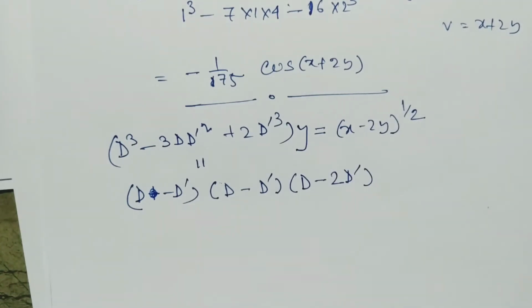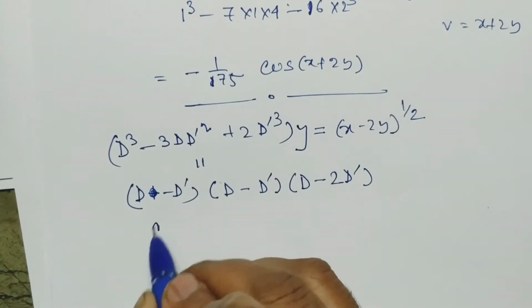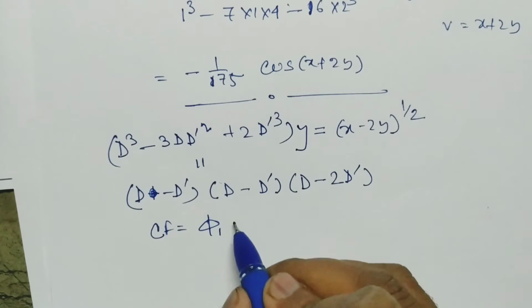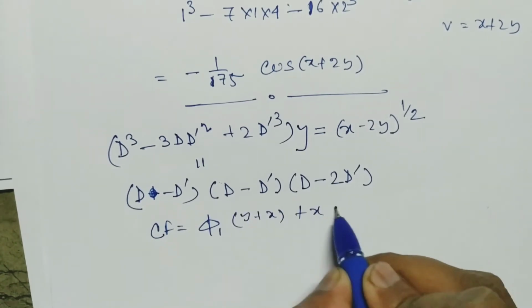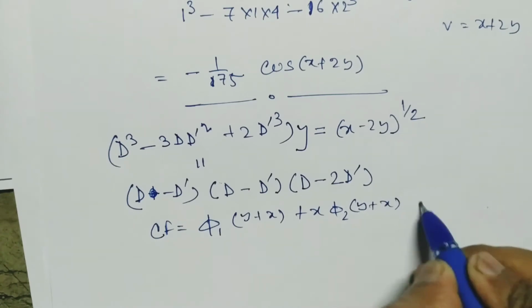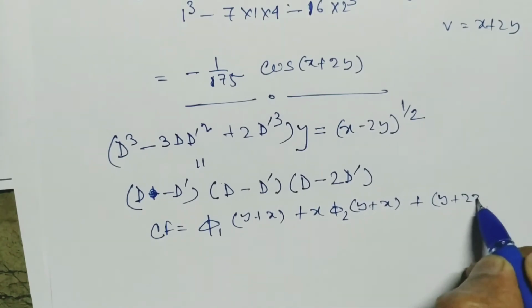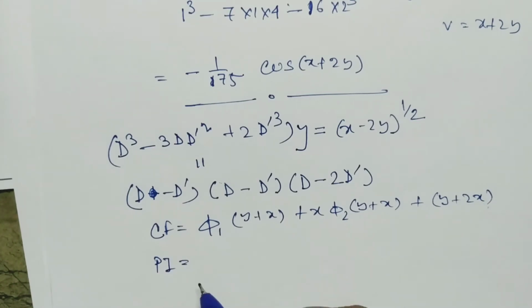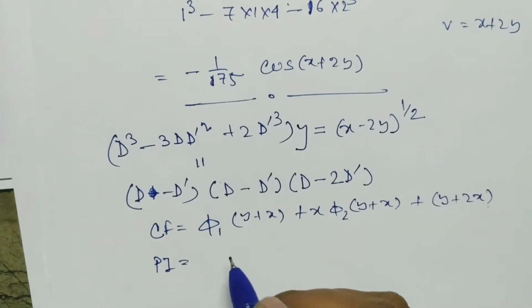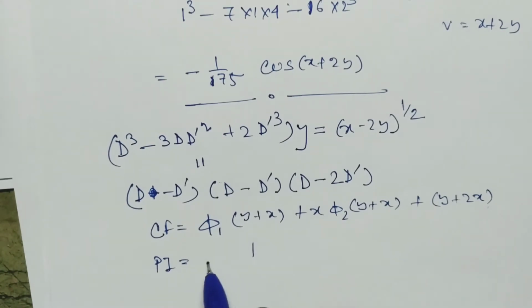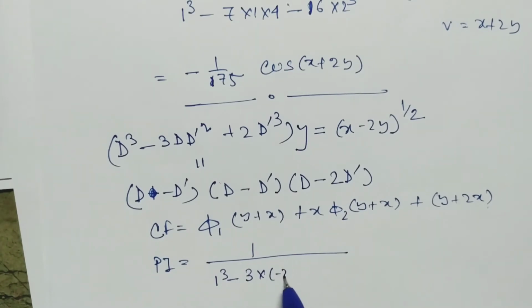So this is the factorization and one multiplicity is there. So your CF is equal to an arbitrary function of y plus x, plus x times an arbitrary function of y plus x, plus y plus 2x. And for PI, there will not be any f of a, b equal to 0 case. So directly putting the values we can obtain 1 cube minus 3 into minus 2 square 2 into minus 2 cube.